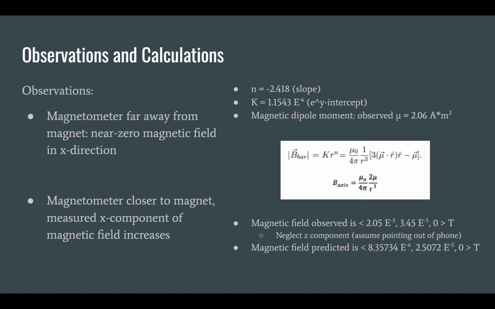When plotting ln of Bx versus ln of r, n was the slope of the line and k was e raised to the y-intercept. The magnetic dipole moment using each average distance was calculated using the equations listed, and then these were averaged to find the magnetic dipole moment of the bar magnet. Mu is equal to 2.06 Am². The magnetic field observed is also listed on the slide. The z component was neglected as it was assumed to be pointing out of the phone. The magnetic field predicted in the code, which will be explained next, is also listed.